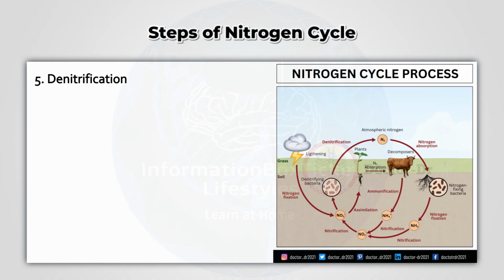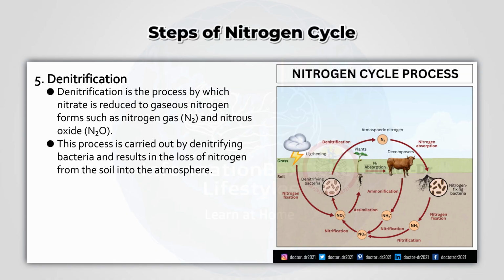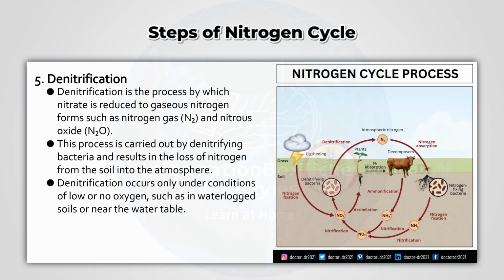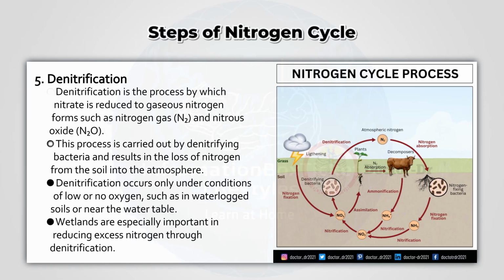5. Denitrification. Denitrification is the process by which nitrate is reduced to gaseous nitrogen forms, such as nitrogen gas and nitrous oxide. This process is carried out by denitrifying bacteria and results in the loss of nitrogen from the soil into the atmosphere. Denitrification occurs only under conditions of low or no oxygen, such as in waterlogged soils or near the water table. Wetlands are especially important in reducing excess nitrogen through denitrification.